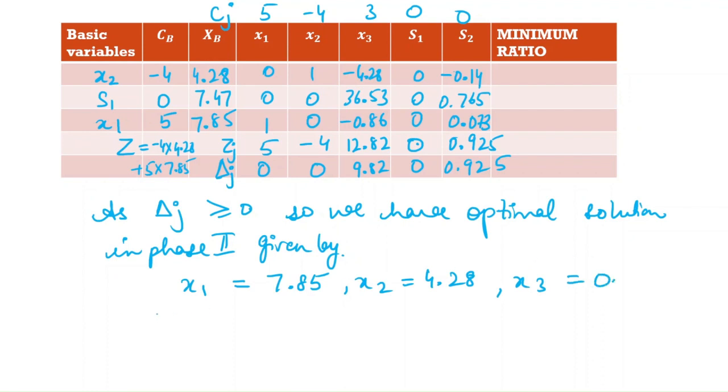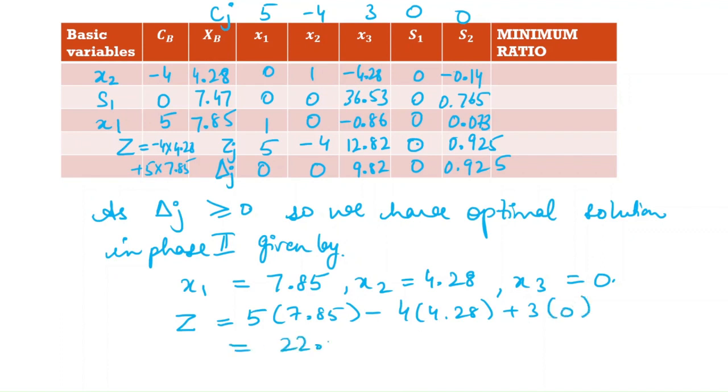So when we calculate Z, maximize Z, that is 5 into 7.85 minus 4 into 4.28 plus 3 into 0, this will give us 22.15, and when you check, this is also coming out to be 22.15. So this is our maximize Z. So this would be the answer in this case.